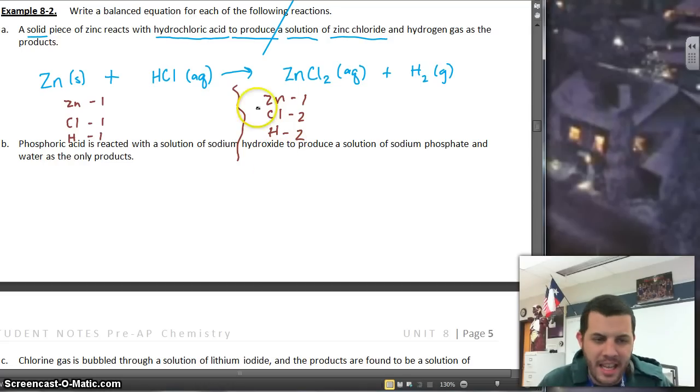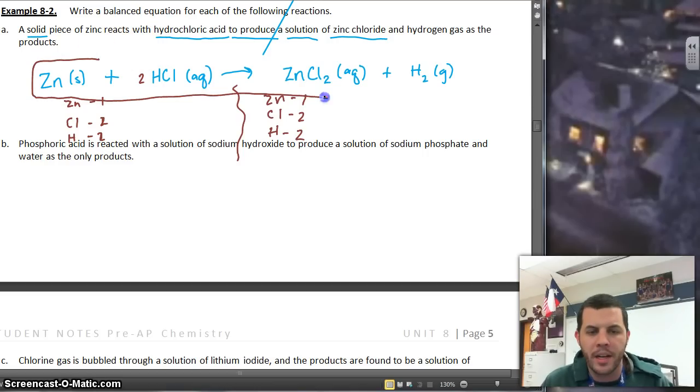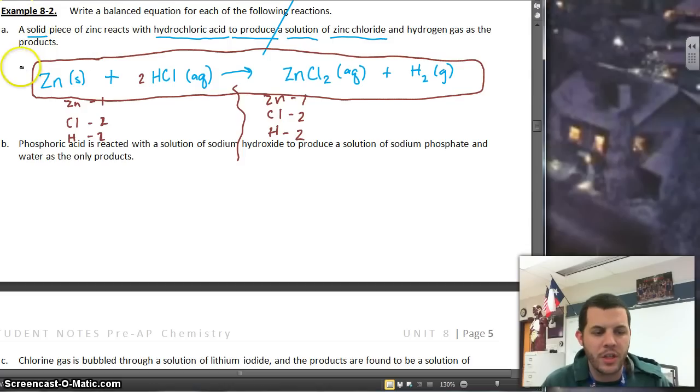So how do I fix that on this side? Well, chlorine I need 2 of, so I'm going to drop in a 2 right here. Now 2 times H is 2. 2 times Cl is 2. And guess what? I fixed it just like that. So now this right here is the appropriate reaction for everything that we just wrote up here in example A.